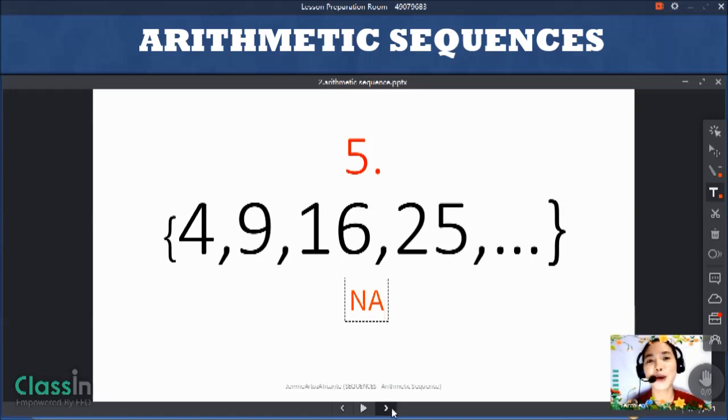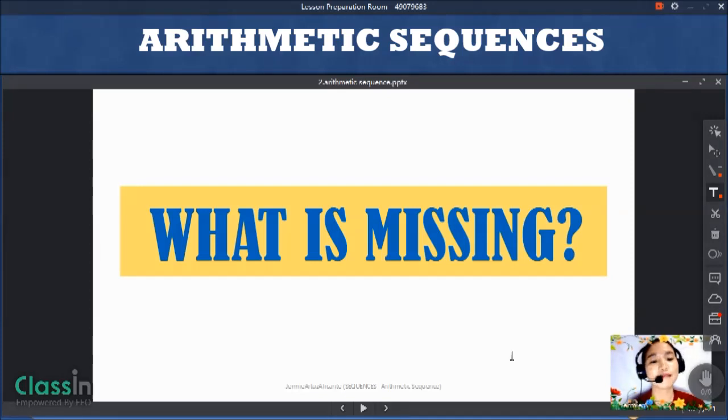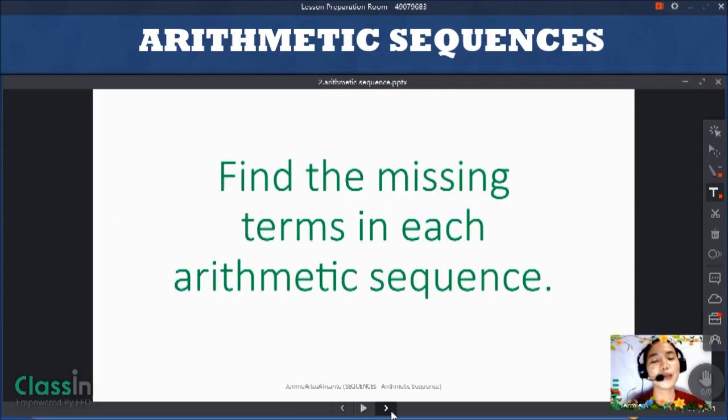What is your score? Did you get a perfect score of 5 out of 5? If it is, very good. If not, you can still practice to be better. Now let's go to the second activity. The second activity is entitled, What is Missing? For this one, you just have to find the missing terms in each arithmetic sequence. Are you ready? Let's have number 1.